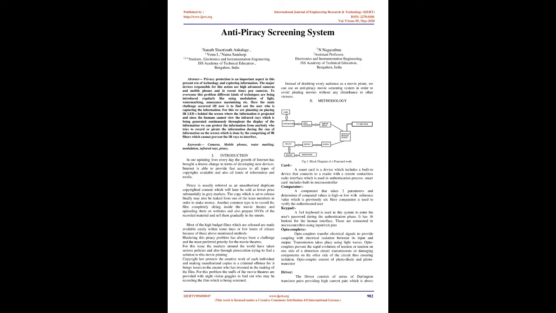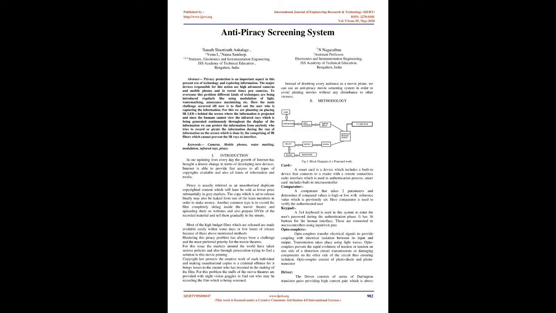Anti-Piracy Screening System. Abstract: Privacy protection is an important aspect in this present era of technology and exploring information. The major devices responsible for this action are high-advanced cameras and mobile phones, and in recent times pen cameras. To overcome this problem, different kinds of techniques are being introduced regularly, like using modulation of light, watermarking, annoyance maximizing, etc. Here the main challenge till now is to find out the user who is capturing the information.